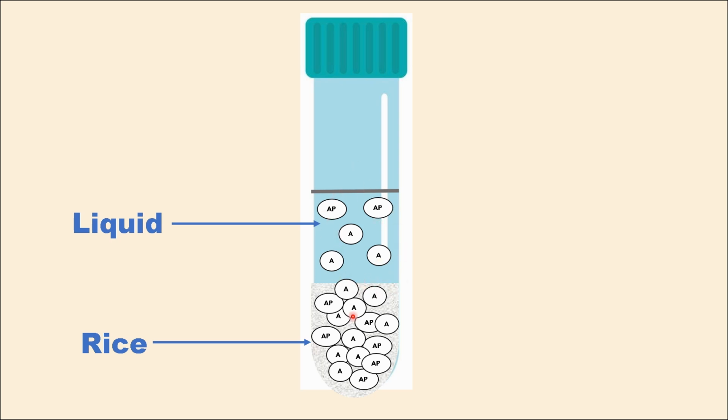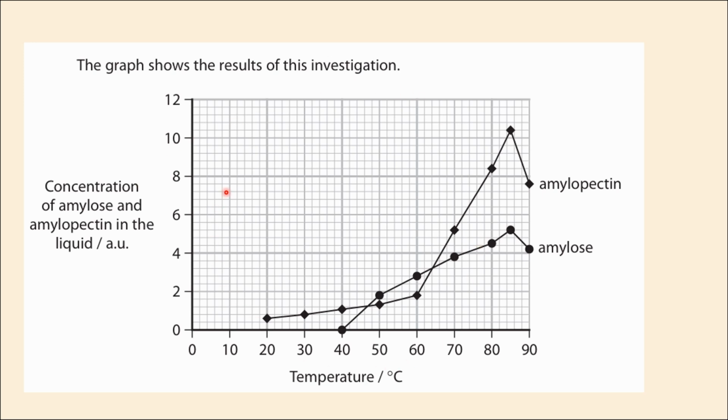The rice contains both amylose and amylopectin. After heating each test tube, some amylose and amylopectin will move into the liquid, and we will analyze this liquid part. By measuring the percentage of amylose and amylopectin present in the liquid, we can deduce the amount that has been lost from the rice. In this investigation, we have a graph showing the results with temperature on the x-axis and the concentration of amylose and amylopectin in the liquid on the y-axis.